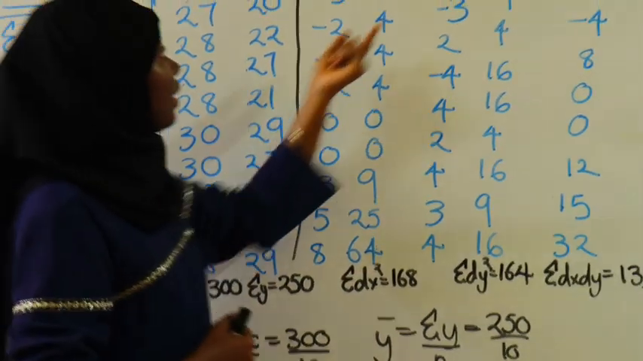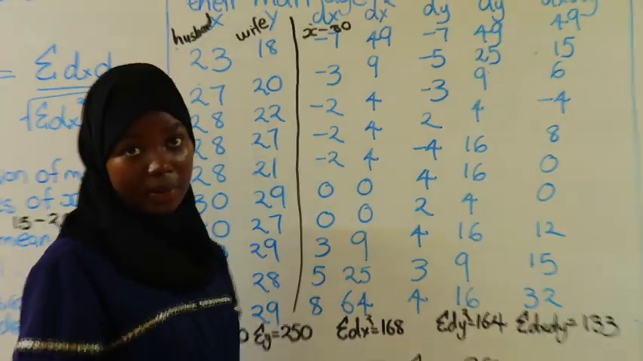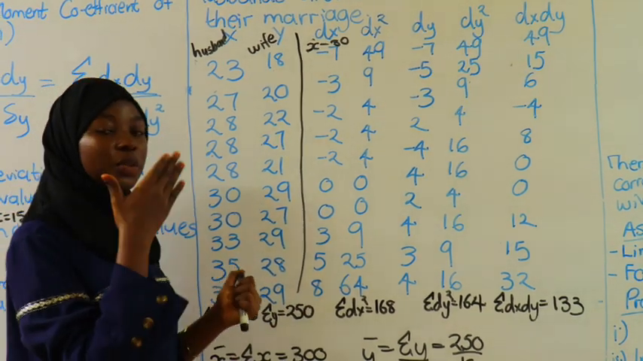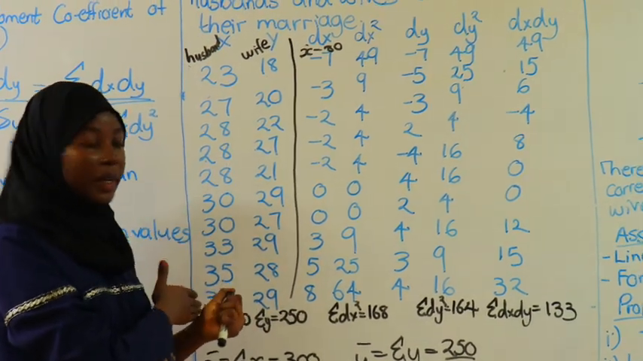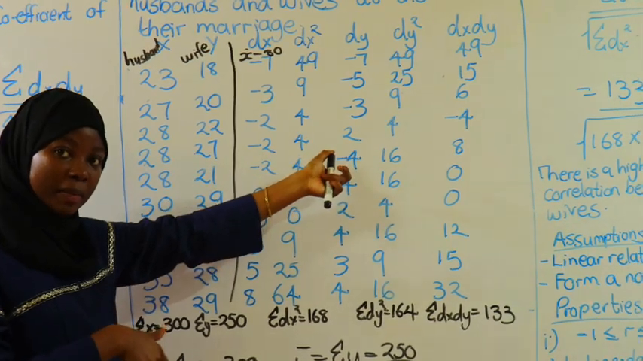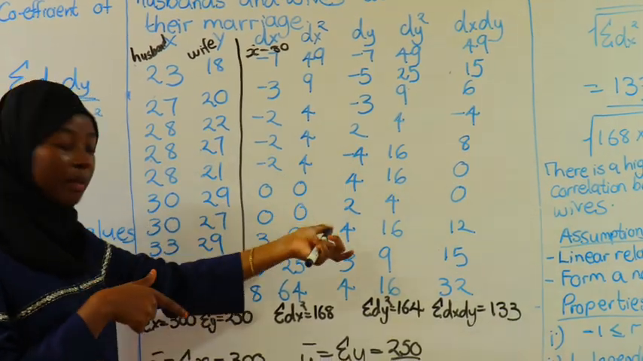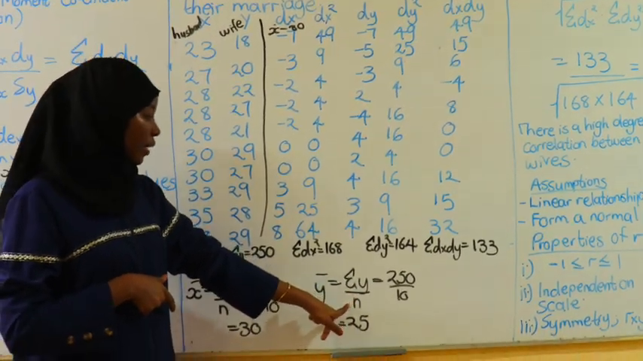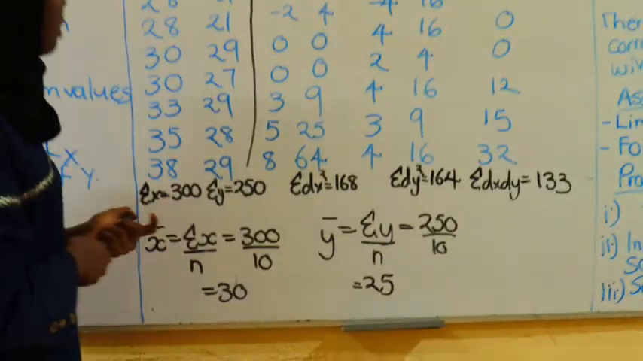And then you have to find dy. dy is found the same way you did for x: the deviations of the values of y from the mean. How do you find dy? You first have to find the mean of y. How do you find the mean of y? The formula is y bar is summation of y over n. Summation of y, how do you get summation of y?